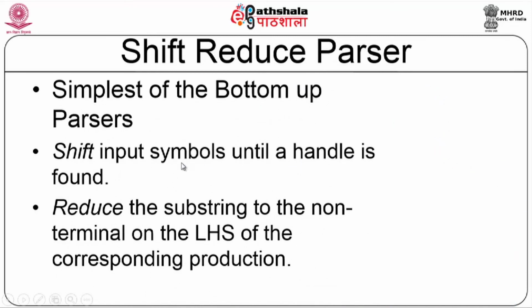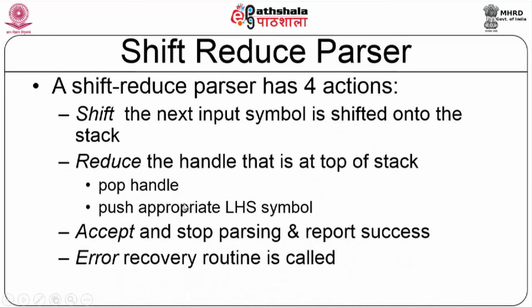Now, the shift reduce parser basically has 4 actions. The first one is shift, the next one is reduce, the third one is accept, and the fourth one is error. So: shift, reduce, accept and error. What will it shift, what is it trying to reduce, and how is it going to accept? Error is anything which is not possible.